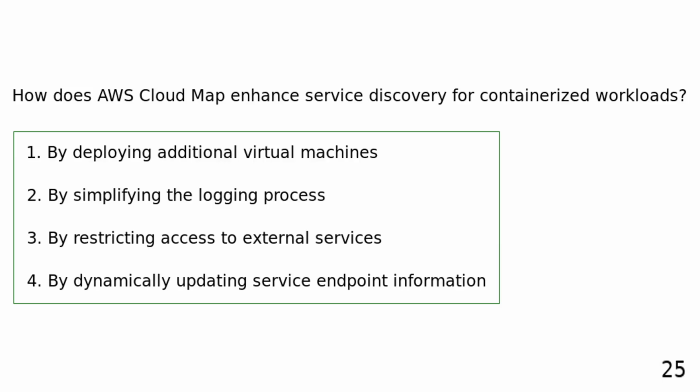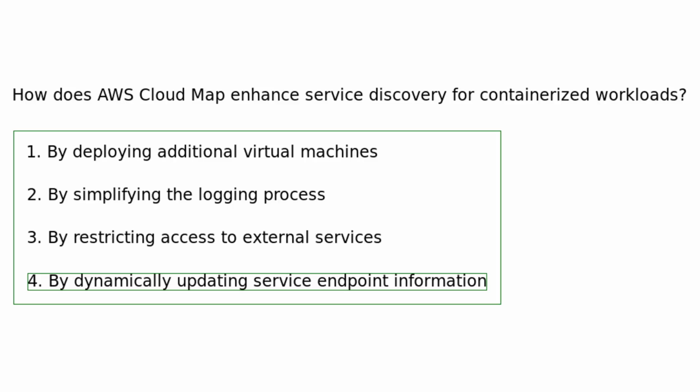tenant-specific services. How does AWS Cloud Map enhance service discovery for containerized workloads? By deploying additional virtual machines. By simplifying the logging process. By restricting access to external services. By dynamically updating service endpoint information. AWS Cloud Map enhances service discovery for containerized workloads by dynamically updating service endpoint information, allowing containers to easily discover and communicate with other services within the environment.